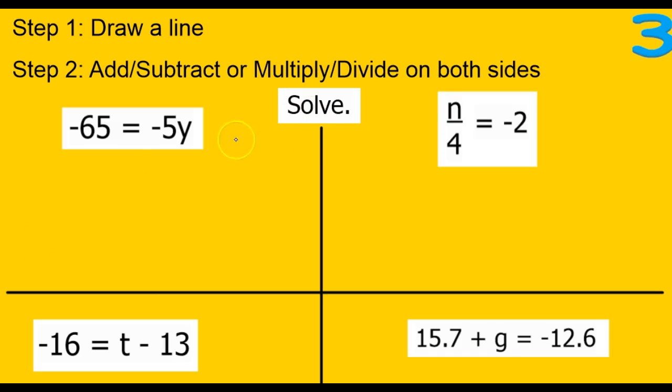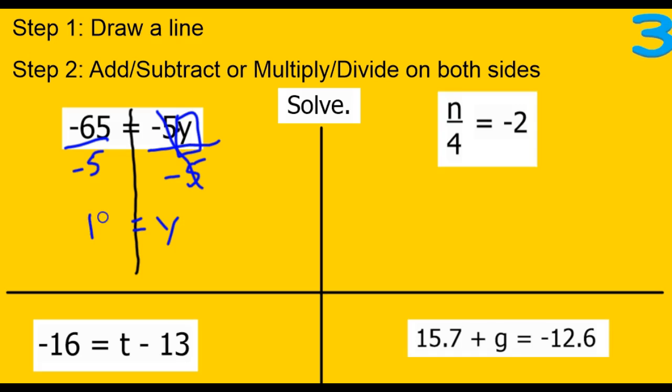Again, we have to solve these one-step equations. I'm going to first draw my balance line. I have negative 5 times y, trying to get y by itself. So the opposite of times is divide. I'm going to divide by negative 5. So those cancel out. I get y equals negative 65 divided by 5, which is a positive 13. Now it's positive because two negatives equal a positive when I'm dividing.